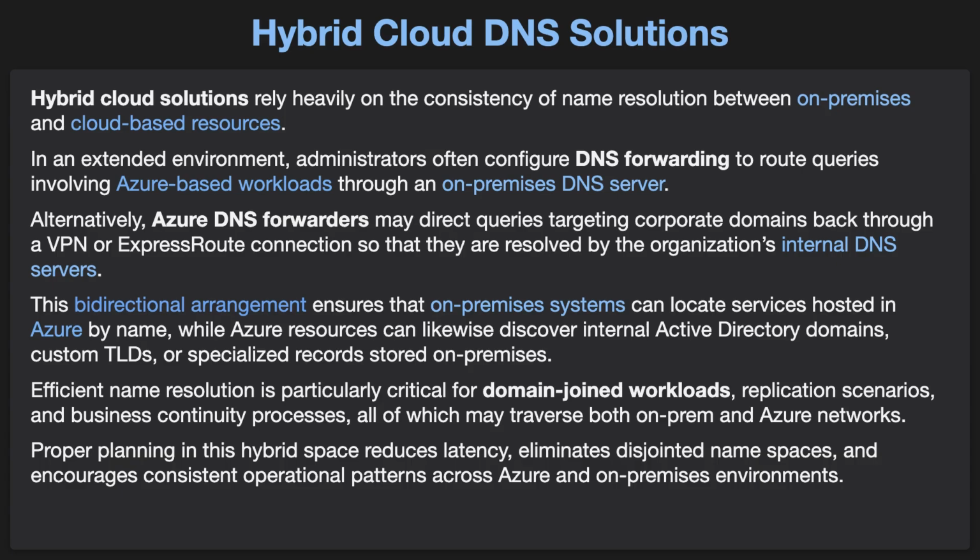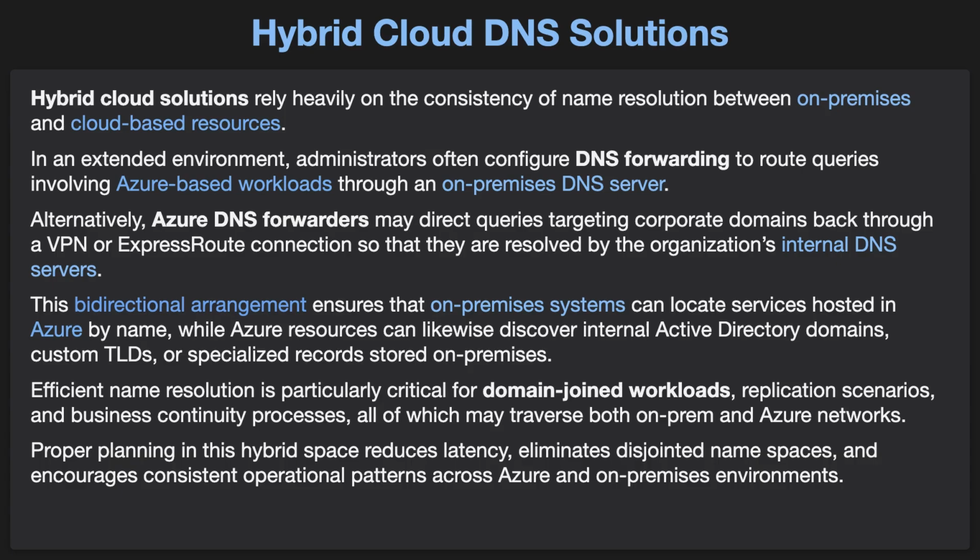This bidirectional arrangement ensures that on-premises systems can locate services hosted in Azure by name, while Azure resources can likewise discover internal Active Directory domains, custom TLDs, or specialized records stored on-premises.